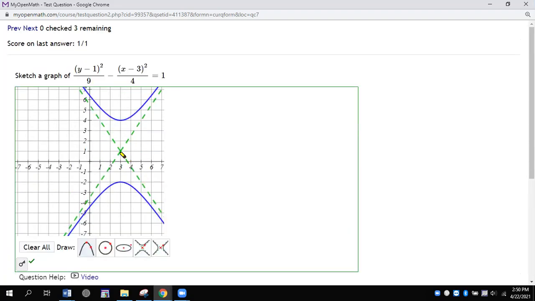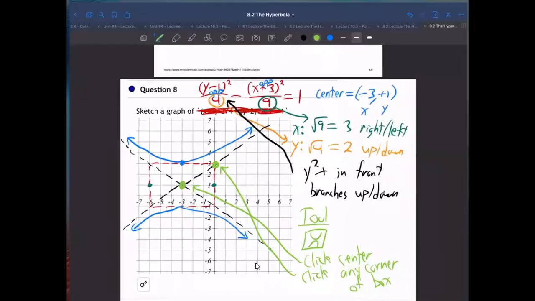There we go. So I clicked on the center, which was opposite of x, opposite of y from the equation, and then I went right 2, up 3 on the corner of the box because square root of 4 is what's underneath x, square root of 4 is 2. What's underneath y, square root of 9 is 3. So right 2, up 3. And so there we go. I'll go back to my iPad here so you can see that. And so there we go.